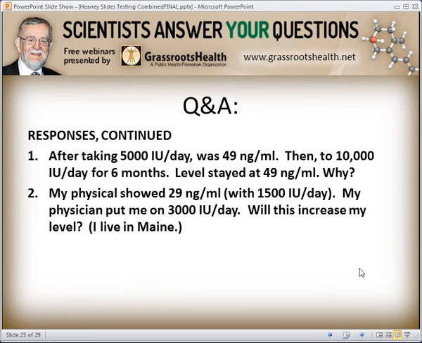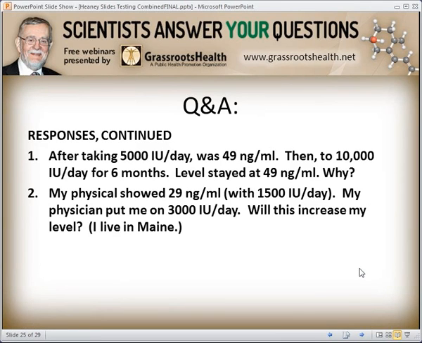After taking 5,000 IU a day, my serum was 49 nanograms per milliliter, then to 10,000 IU a day. The level stayed at 49 nanograms per milliliter. Why? Well, I think we've just discussed that. Your body's using it up as fast as you can take it in, so it just won't budge. But 49 is a very good level, so I wouldn't be concerned about that.